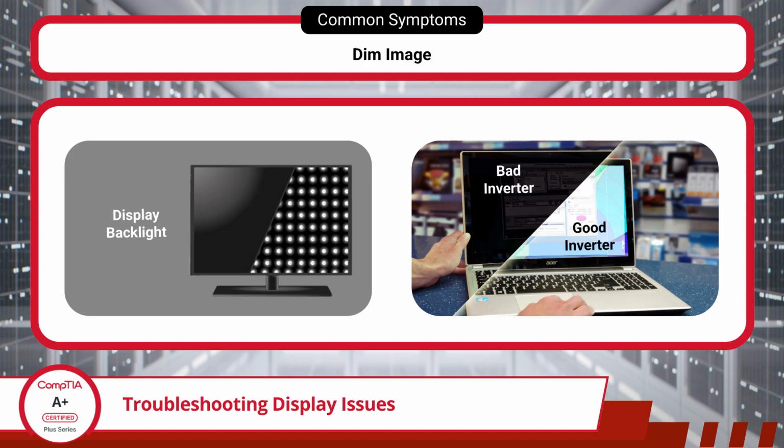One method to determine if the inverter or backlight is malfunctioning is to shine a light directly onto the screen and observe for any faint images. If you see an image when shining a light onto the screen, it suggests that the backlight may be malfunctioning or not receiving power, as the image is being displayed but not adequately illuminated.